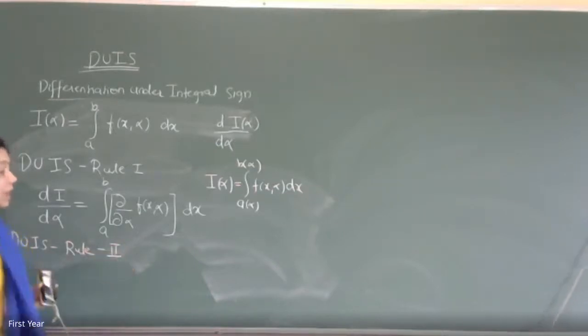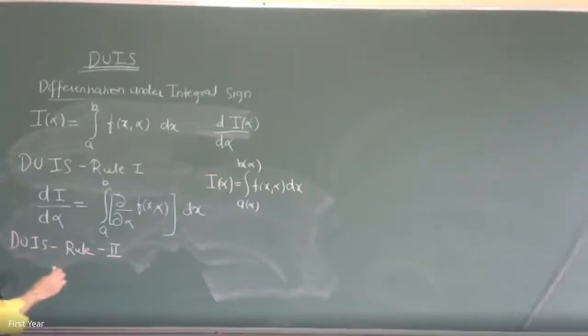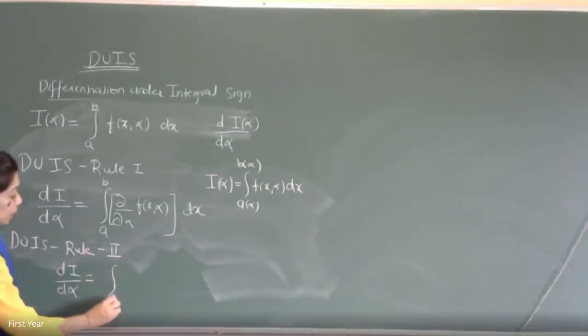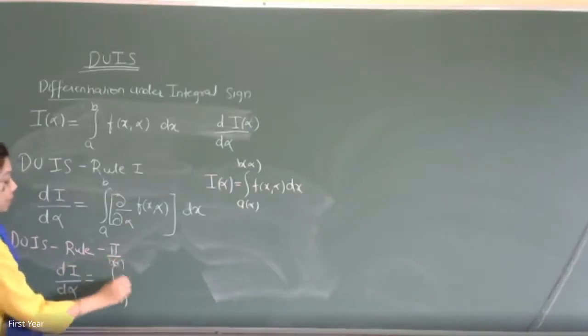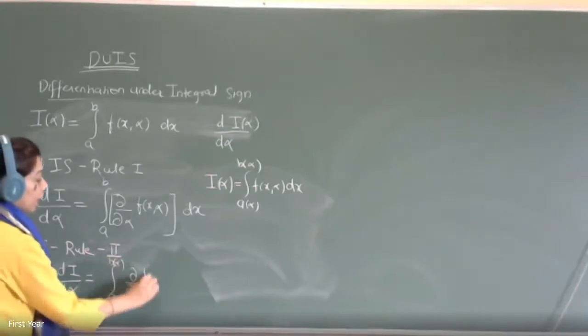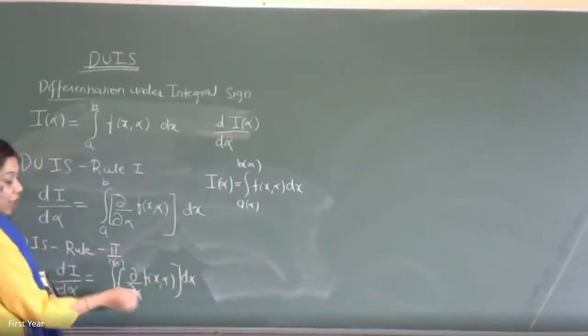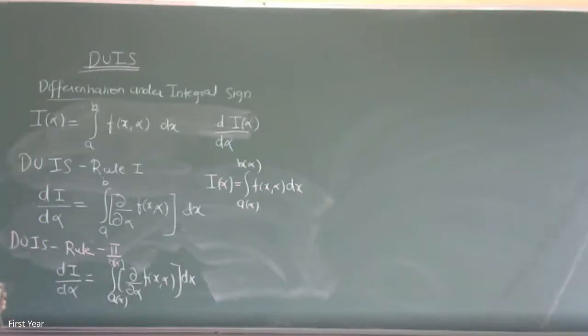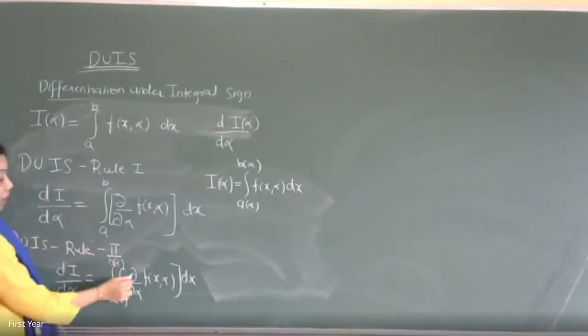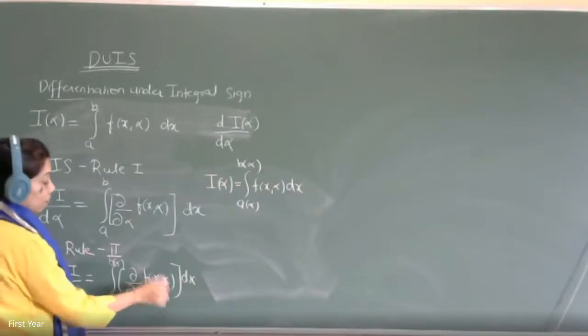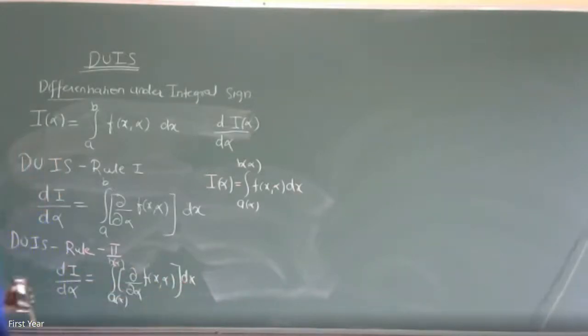Then we use the second rule, which is dI/d alpha equals the integral from a(alpha) to b(alpha) of partial f by partial alpha of f(x, alpha) dx. First, I'm going to differentiate whatever is the answer, then integrate it. Is this okay? Whatever is the answer after differentiation, then integrate it with respect to x.